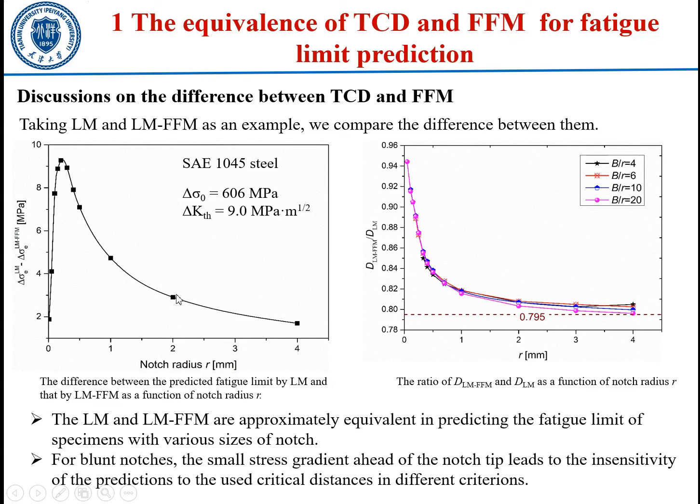To explain this trend, we can see the right figure. This figure shows the ratio of the critical distances as a function of radius. When the radius tends to be 0, these two different critical distances tend to be equal. Therefore, the difference is small. The fatigue limit difference is small when the radius is small. As the radius increases, the ratio of the critical distance decreases and eventually tends to be 0.8. The difference of fatigue limit ought to increase, but it becomes small when the radius is large.